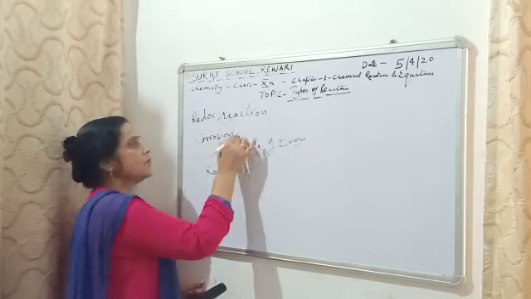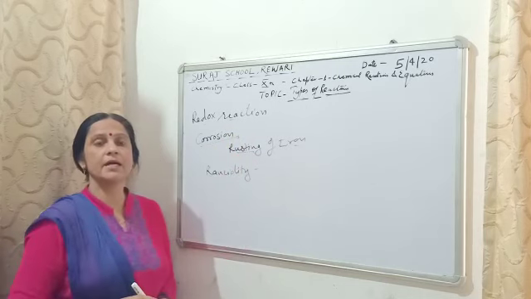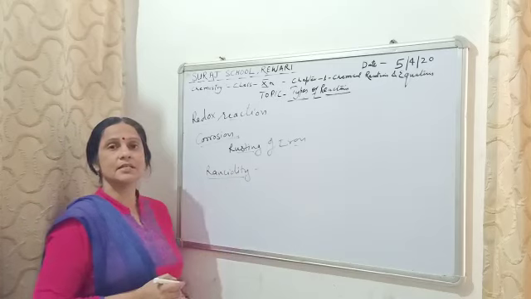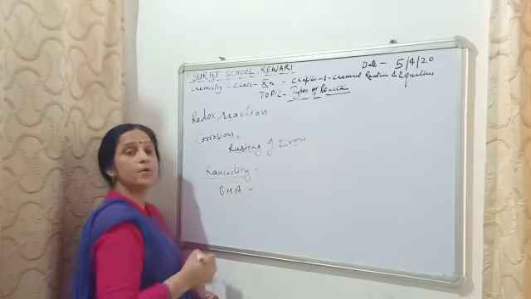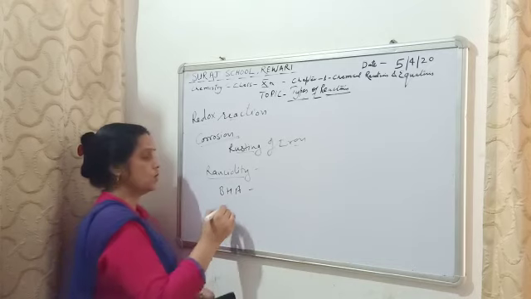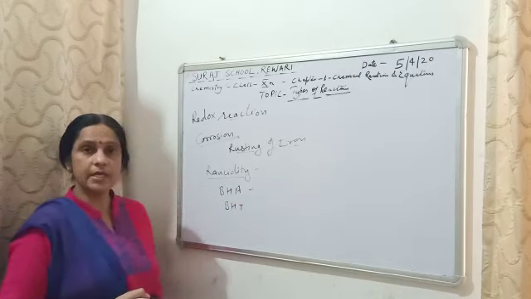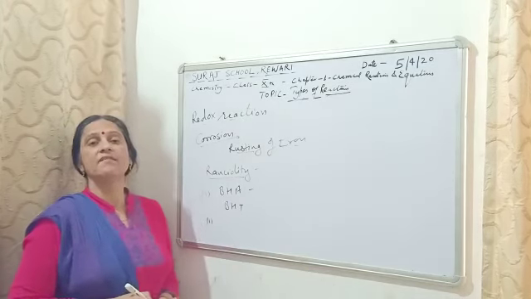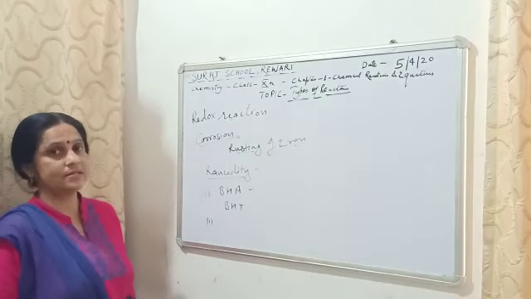We can prevent the corrosion, we can prevent the rusting of iron by paint, by galvanization, etc. We can prevent the rancidity by two chemicals, BHA, butylated hydroxyanisole, BHT, butylated hydroxytoluene, and by vacuum packing, by flushing nitrogen gas in packets, etc.